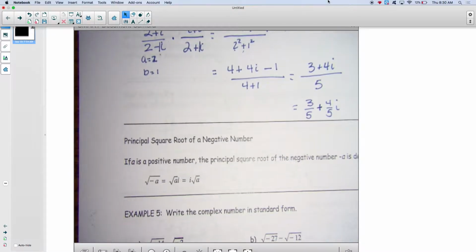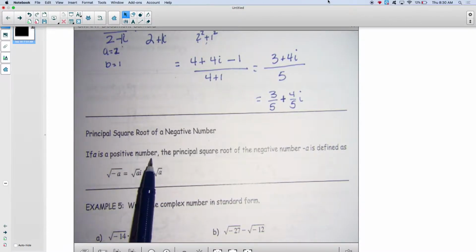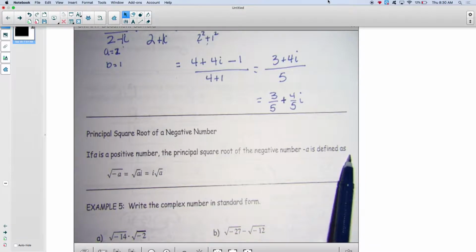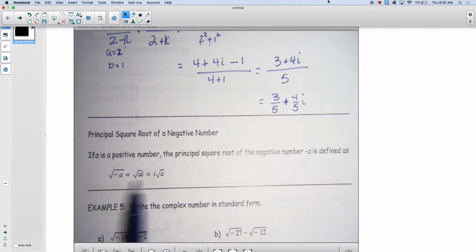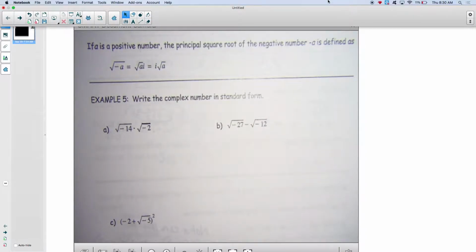Principal square roots of a negative number. If a is a positive number, the principal square root of a negative number, negative a, is defined as i times the square root of a. Now when we go to multiply these out, we need to be careful here. We will need to write them as complex numbers first. Don't apply the square root rules. So if I write this as a complex number, what is it?